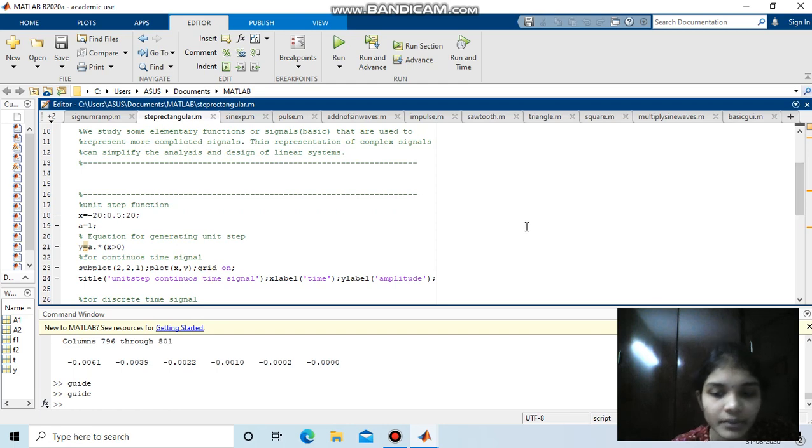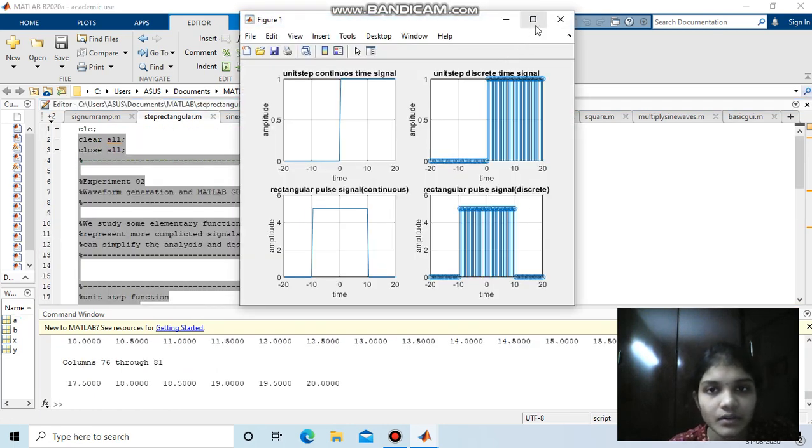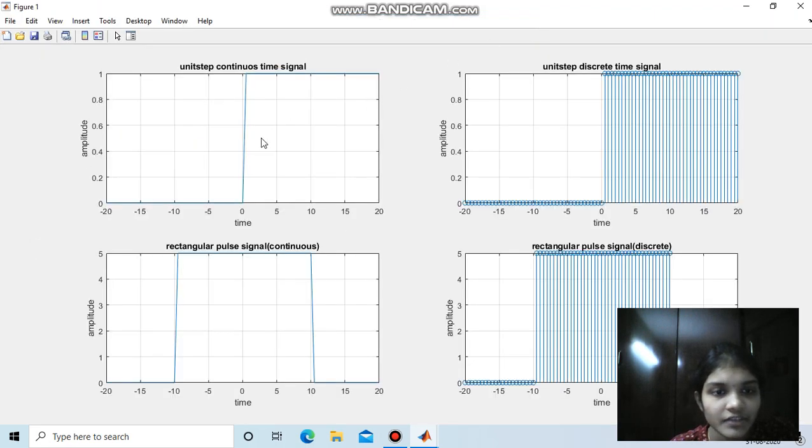First of all, step and rectangular functions look like this. For the step function, it is 0 for x less than 0 and it is 1 for x greater than 0. And the rectangular pulse function looks like a rectangular pulse, and it is 0 for some range and it is 5 for some range and it is 0 for the else range. Now let us see the code.